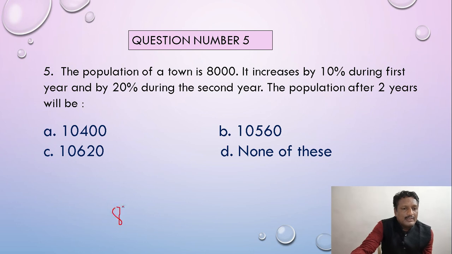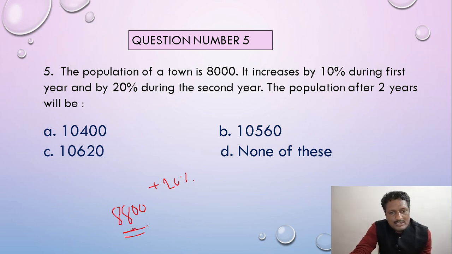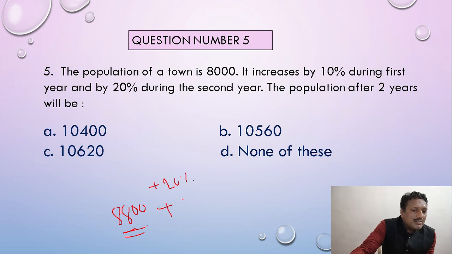So 8,800 here, again 20% increase. So in this 20% we have to increment. Okay. Now in this again we should consider this 8,800 as 100%. 10% means 880 here. In this, 20% means 880 into 2. That means 800 2s are 1600, 80 2s are 160. That means 1760. So this means 8,800 plus 1760 equals your answer.